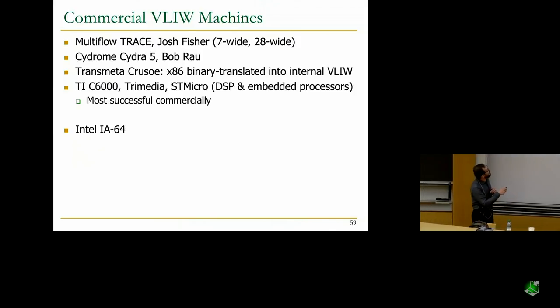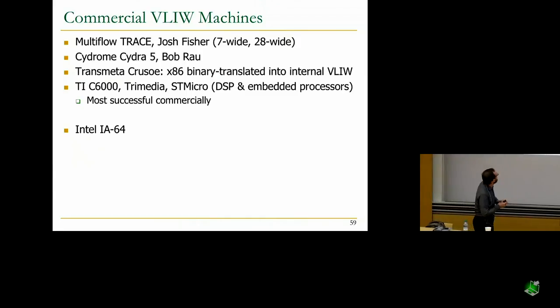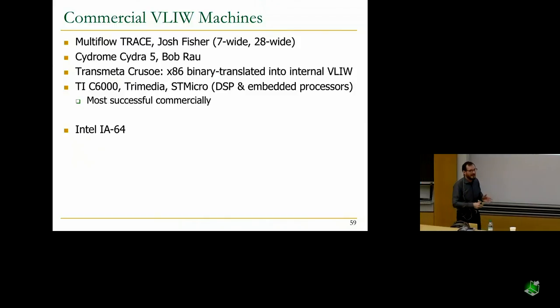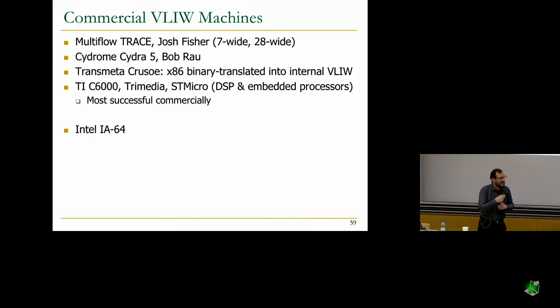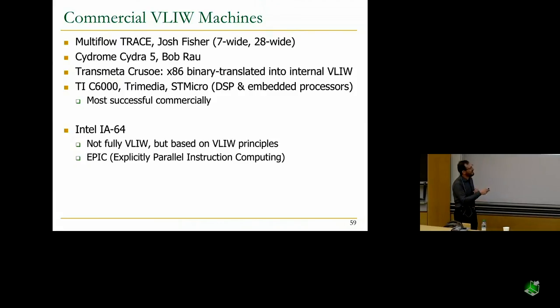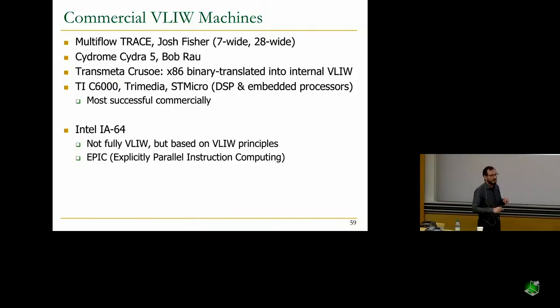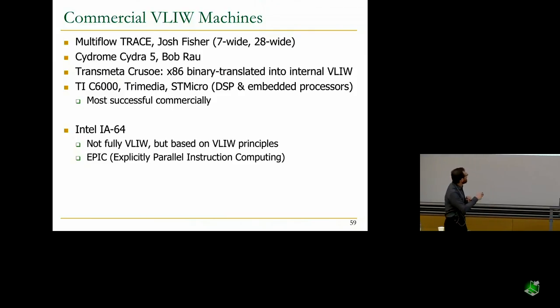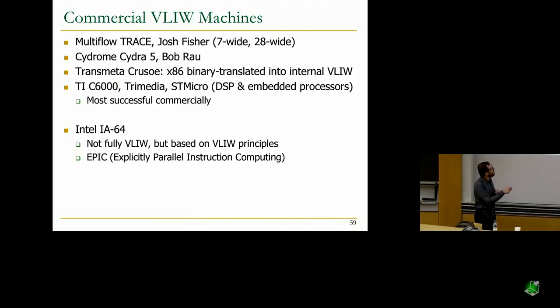But the most commercially successful ones are these digital signal processors and embedded processors that you can buy and use, and some of you may be using without knowing it if you have TI calculators, for example. TI, Trimedia, STMicro, they all have these VLIW machines. Intel IA64 was an attempt at an Intel 64-bit architecture that was not fully VLIW because they knew the downsides of VLIW, but it was based on VLIW principles. They called it explicitly parallel instruction computing, EPIC.